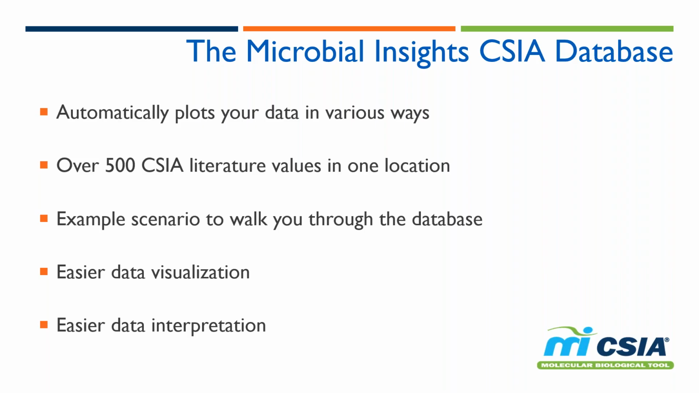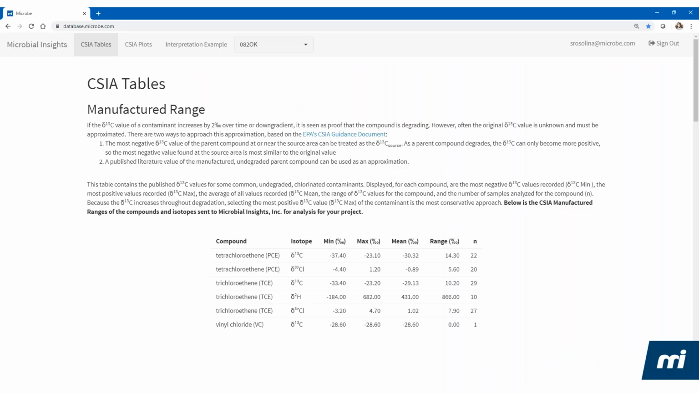Another important thing that we're doing here is automatically plotting the data that we provide to you after you've run CSIA through our labs. What that looks like is plotting those values in different ways that allows for easier data visualization and easier data interpretation. Many of you who have run CSIA with us over the past 6 months will have gotten a link in your email for your final report. So make sure you check that out if you haven't yet.